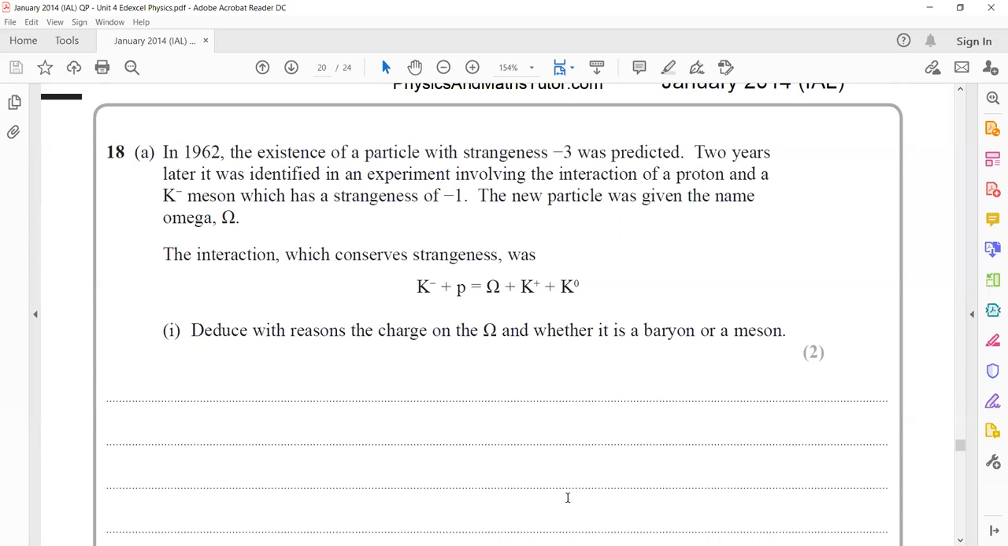So we have to deduce this with the reason, what will be the charge of the omega, and then we have to predict whether it will be a meson or a baryon, like it will be a combination of two quarks or it might be a combination of three quarks.